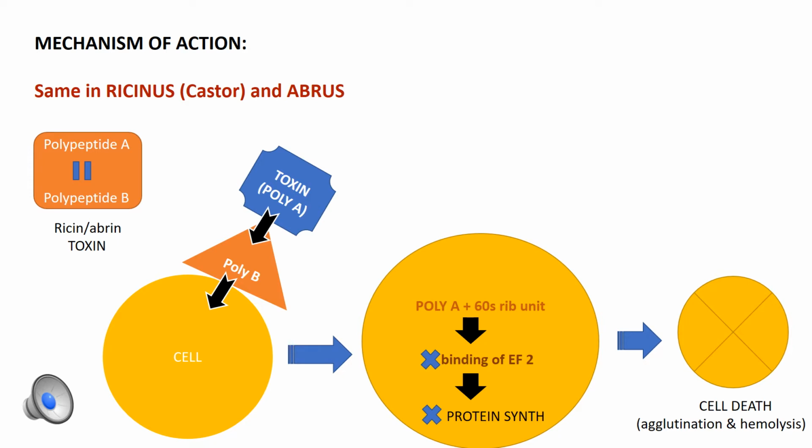Okay. So polypeptide A, with the help of polypeptide B, enters the cell. Once polypeptide A enters the cell, it binds with the 60S ribosome unit and it causes two things. That is, it inhibits the binding of the elongation factor 2, therefore protein synthesis is totally destroyed. And once protein synthesis is destroyed, there is cell death due to agglutination and hemolysis.